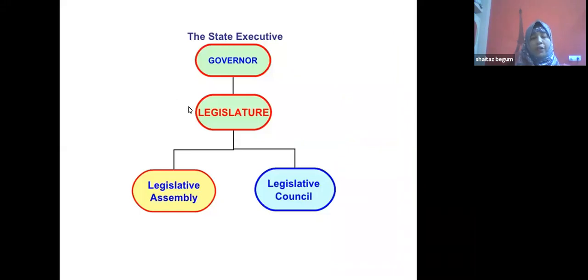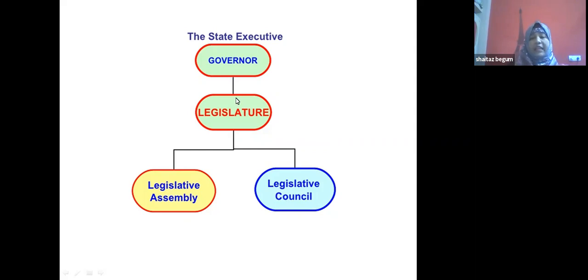So in this session, we are going to discuss the state legislature and the state judiciary. As you can see here in this flow chart, the state legislature comprises the legislative assembly and legislative council. The state legislature comprises of three, what is that? Legislative assembly and legislative council, headed by the governor.